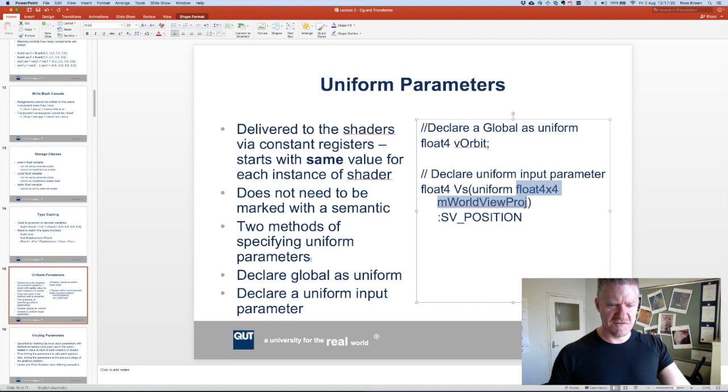So there's 2 methods of specifying uniform parameters. You can declare globally as uniform, or you declare a uniform value inside your inputs. So if it's declared globally, like v orbit, it's a vector, an orbit value. If you put that as global to your shader, then that's a uniform parameter for the whole shader. But you've got to make it static so that the whole thing will be accessible by all the shader functions, or it goes out of scope. But in this case, we use the term uniform when we pass it in to the vertex shader. So there's a keyword, or you declare it as global. Often I just do them as global if they're uniform variables, sort of makes sense.